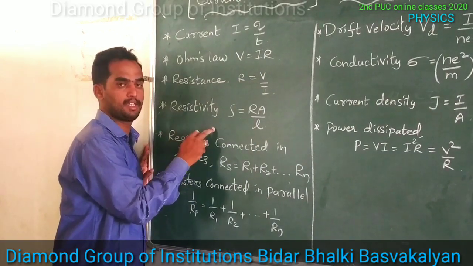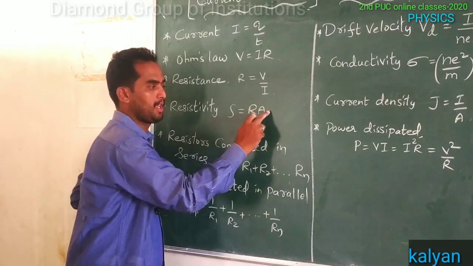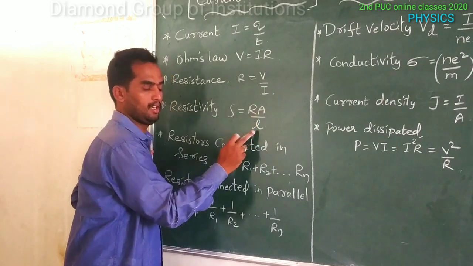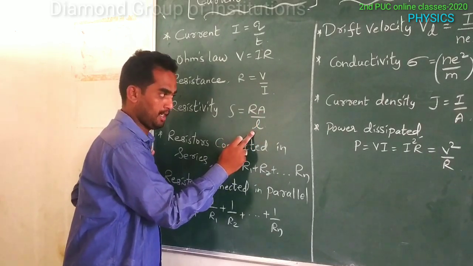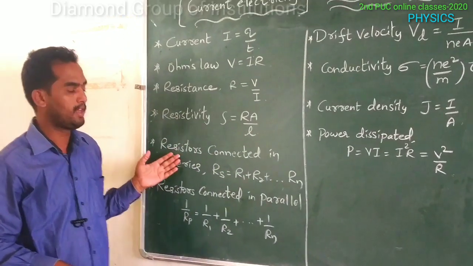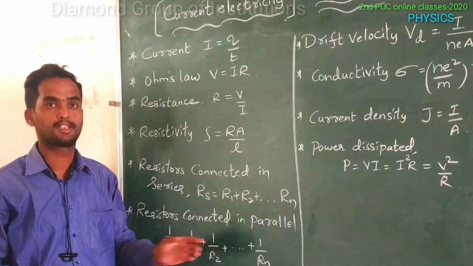Next, resistivity. What is the resistivity formula? Rho equal to R into A by L. A means area of the cross section of the conductor, L means length of the conductor, and R means resistance.